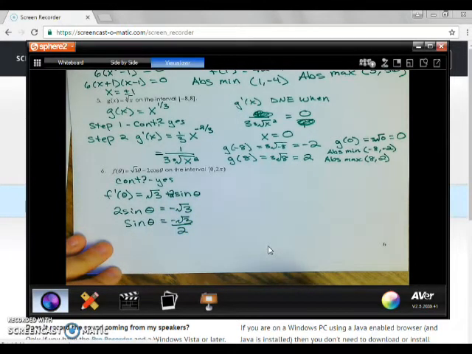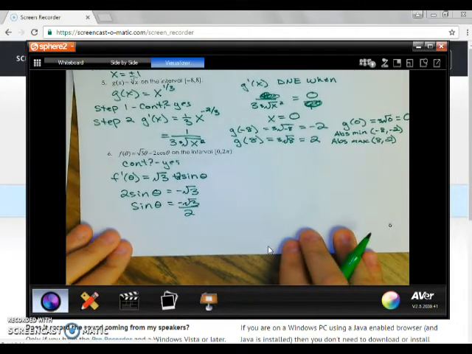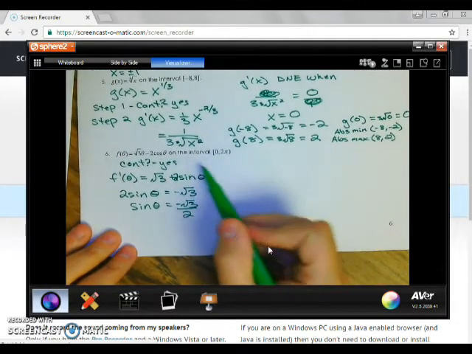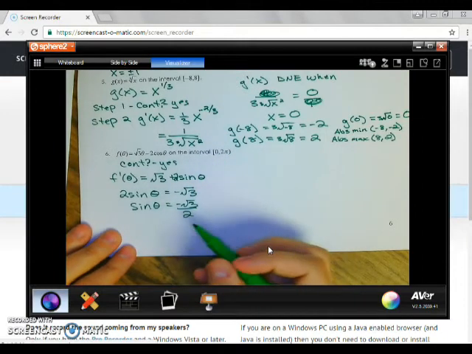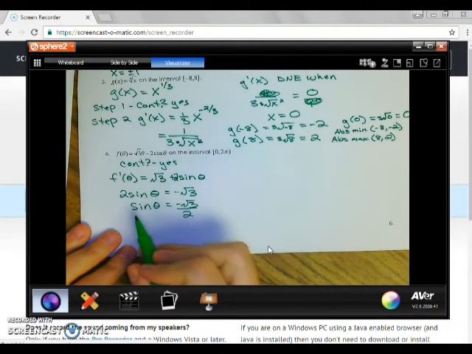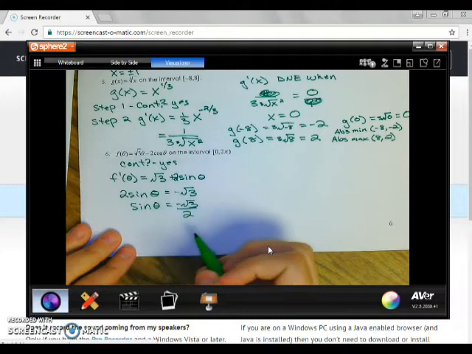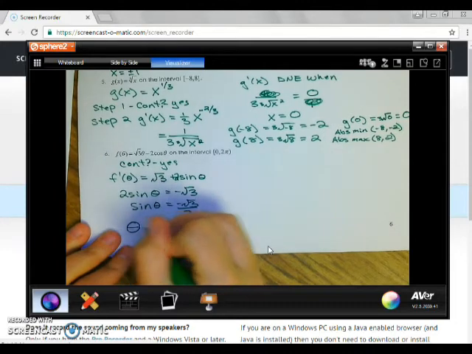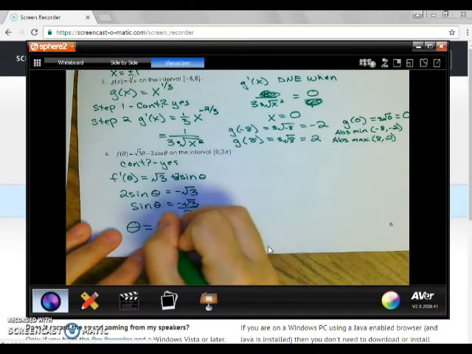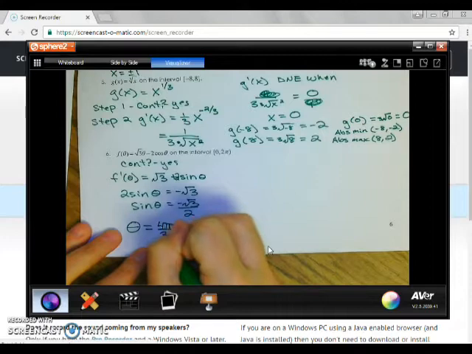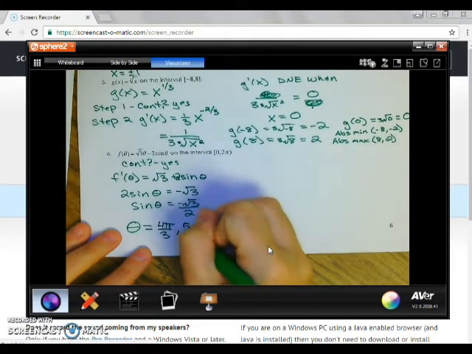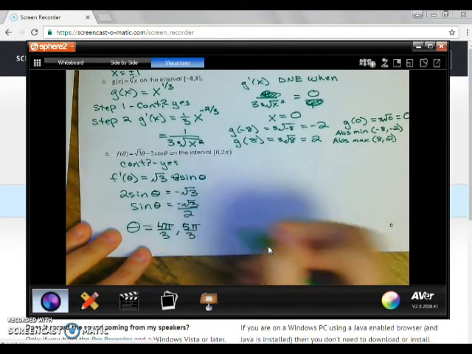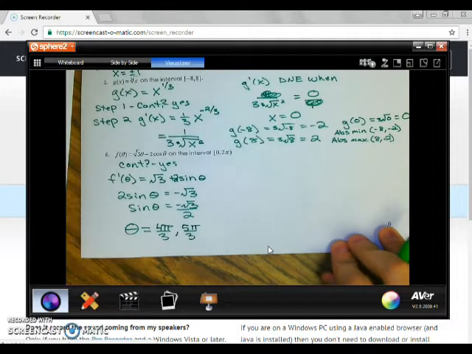Now, this is where you'll have to use your unit circle or your inverse. Basically, they're saying where in the unit circle, in the interval 0 to 2 pi, is the y value negative, so you know you're going to be down in quadrants 3 and 4. And theta is going to be there at your pi over 3. So that'd be 4 pi over 3 and 5 pi over 3. So those are our critical values.